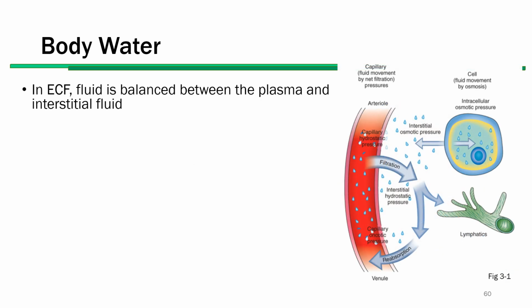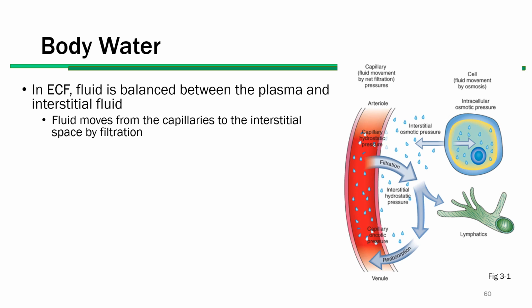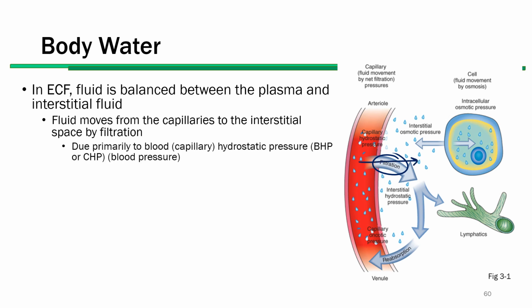In extracellular fluid, fluid is balanced between the plasma and the interstitial fluid. Fluid moves from the capillaries to the interstitial space by filtration. So as fluid moves out of the blood into the interstitial fluid, that occurs by filtration. It's due primarily to this capillary hydrostatic pressure, also called the blood pressure or blood hydrostatic pressure.